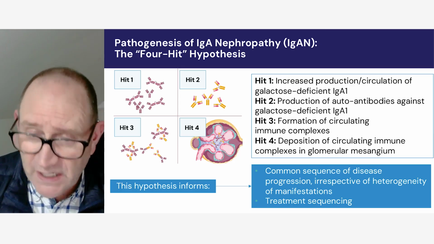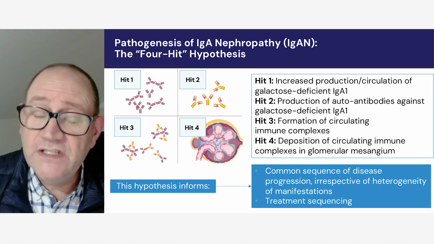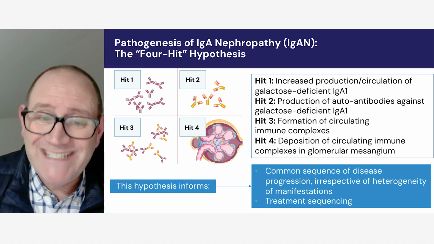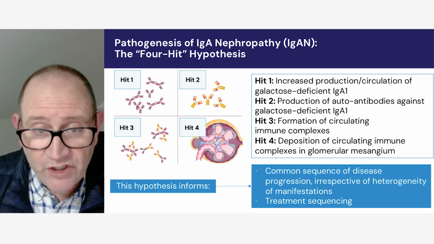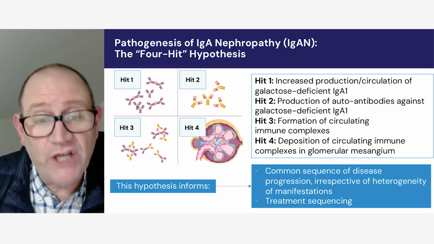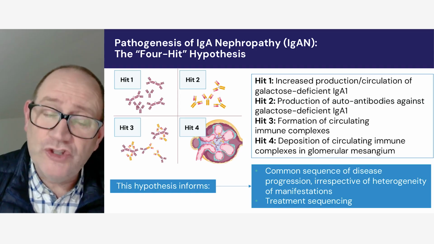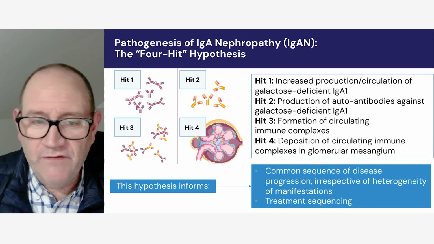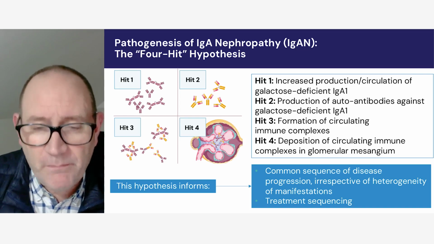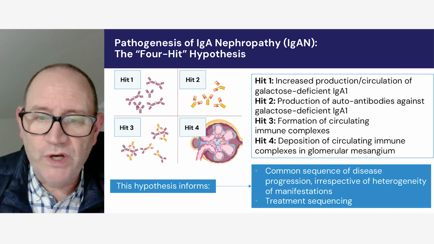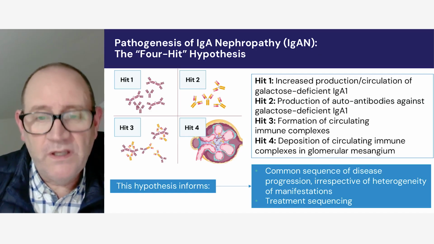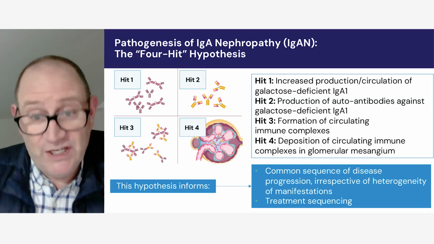They stick to themselves to form aggregates, they stick to other serum proteins, and they can be recognized by anti-glycan antibodies that can be either IgG antibodies or IgA antibodies. And these constitute hit 2, the presence in the circulation of anti-glycan antibodies that bind to this Gd-IgA1 and amplify immune complex formation. Immune complex formation is hit 3.